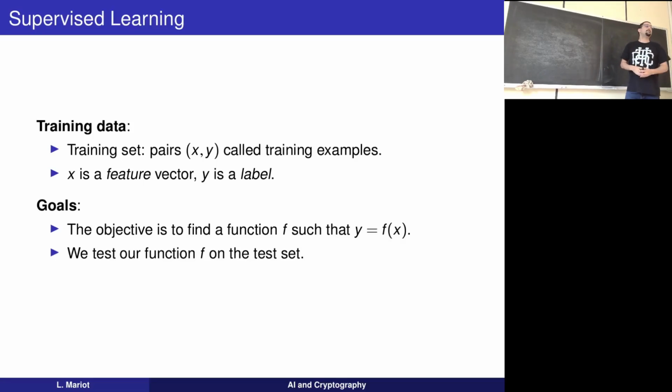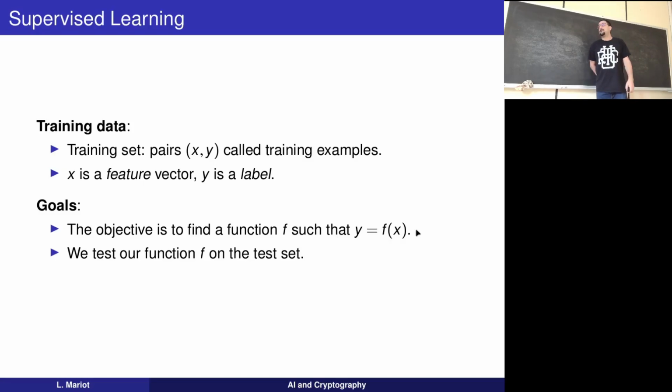X is also called a feature vector because usually it is itself a vector and each component is called a feature. This is just machine learning lingo. And y, the output, is also called the label. So how do we label that particular feature vector?